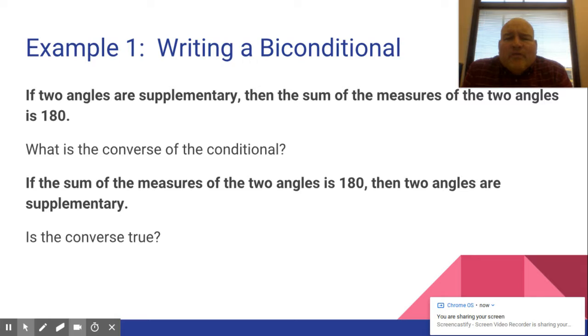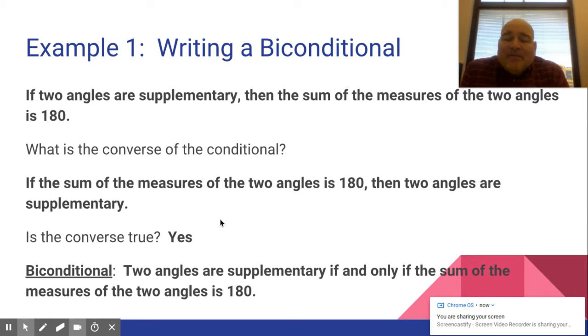Is the converse true? Yeah, it's true. So since the converse is true and the conditional was true, we can put them together in the form if and only if and get the following biconditional. Two angles are supplementary if and only if the sum of the measures of the two angles is 180 degrees.